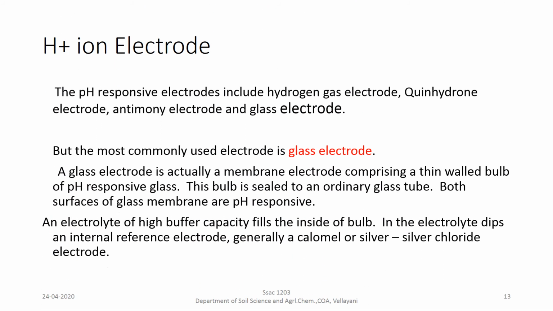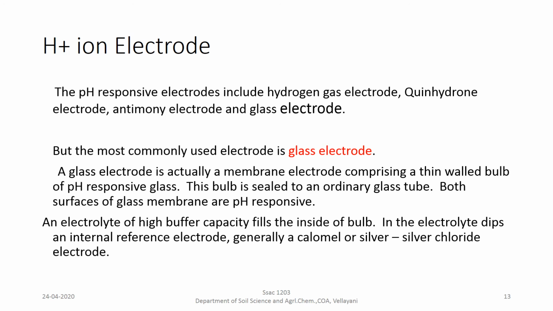There are several pH responsive electrodes that can be used, which include hydrogen gas electrode, quinhydron electrode, antimony electrode, and glass electrode. But the most commonly used electrode is the glass electrode.